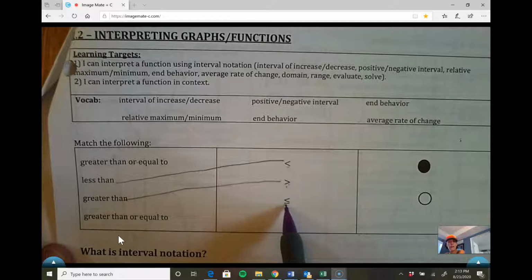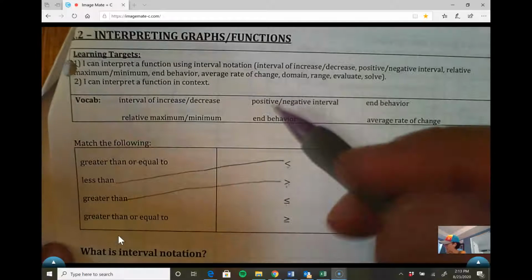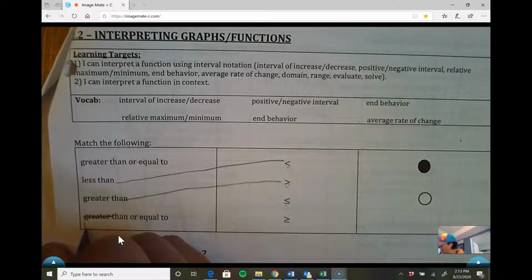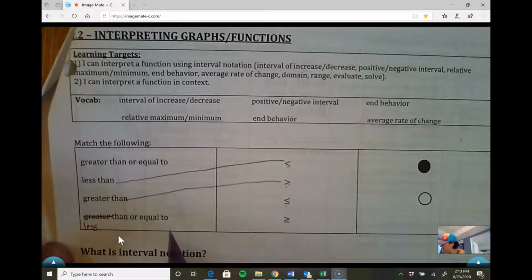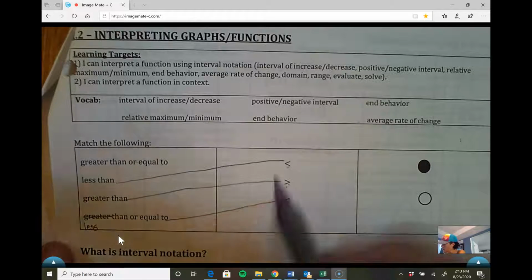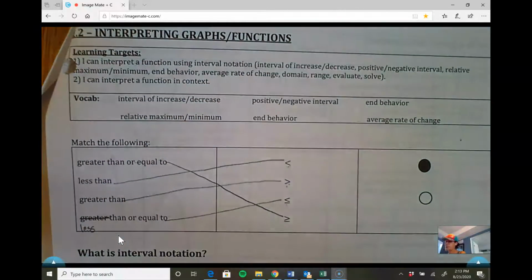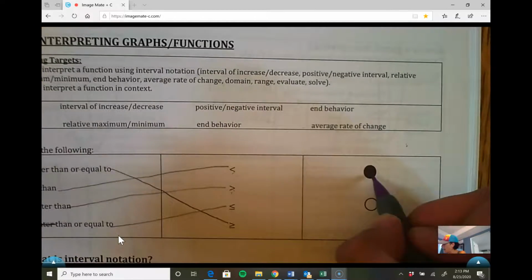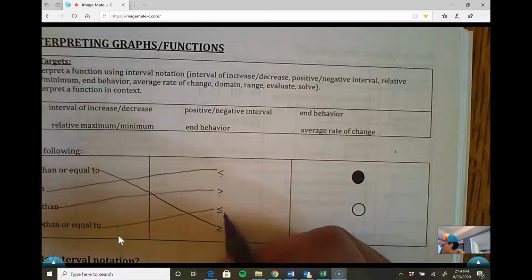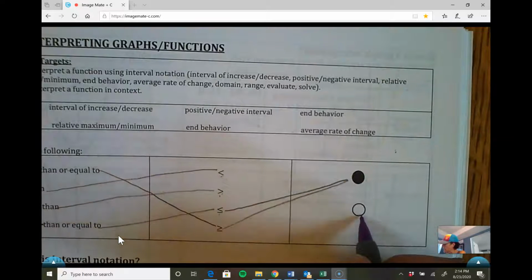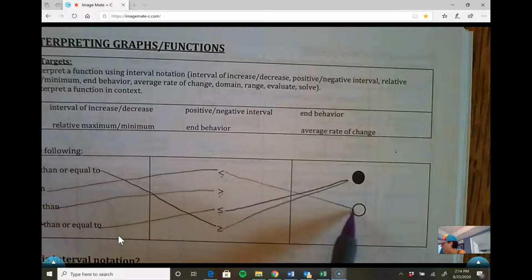When you put the little underlining under there, that is less than or equal to, which I realize we have this twice, so there's a little typo. We'll make that one less than or equal to, and that's going to make this one greater than or equal to. The closed dot is going to attach to the equal to part. And when you see an open circle, that's going to attach to just the regular less than or greater than.